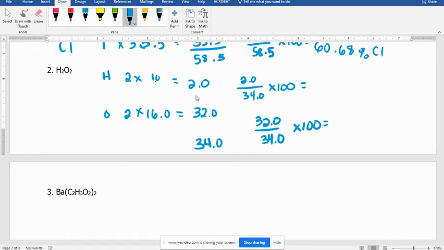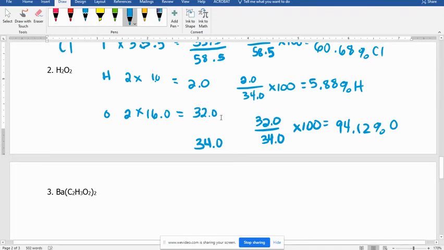So this one ends up being 5.88% hydrogen. And this is 94.12, and that's going to be percent oxygen. And again, add these up, make sure that they add up to be 100.